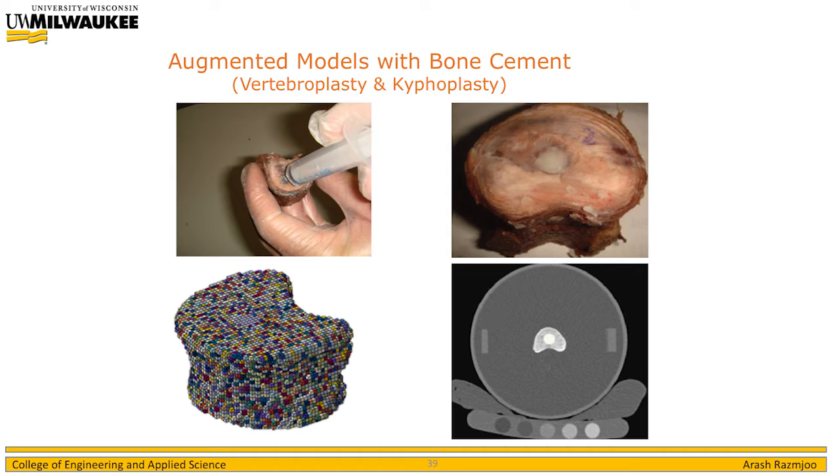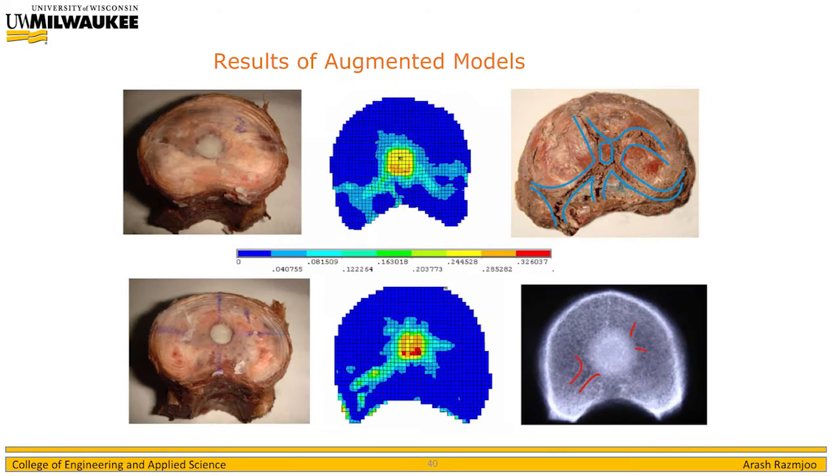This shows the CT images. This shows the finite element. And here you can see the tip of the place that we injected the cement inside the vertebra. The result of the augmentation model shows that although it increased the height and strength of the vertebra, here you can see some end plate fracture on the augmented samples, and this fracture pattern was validated by the experimental test.